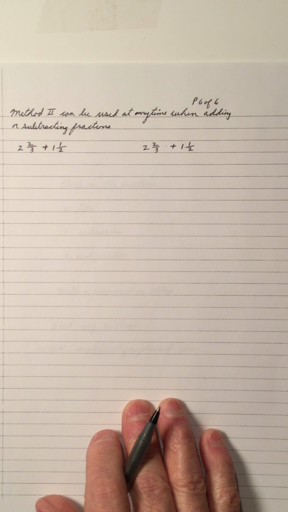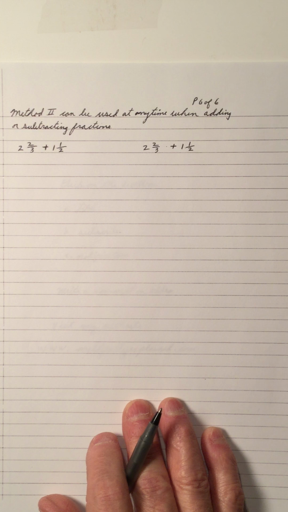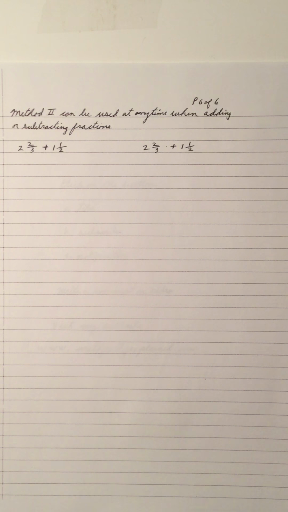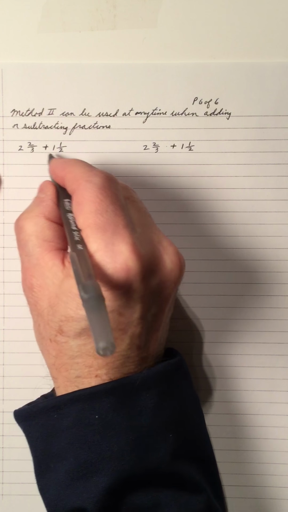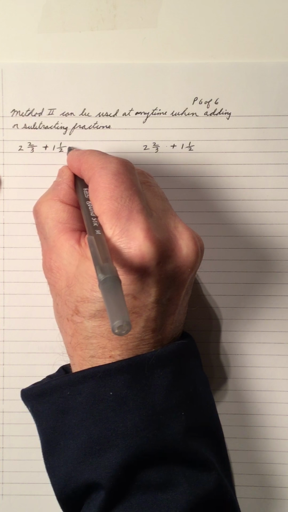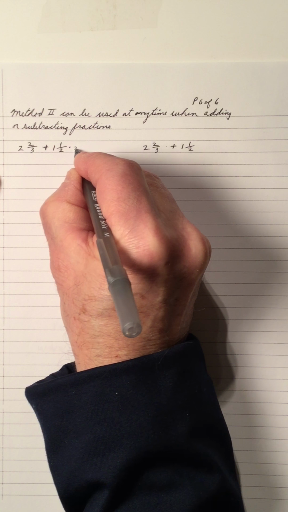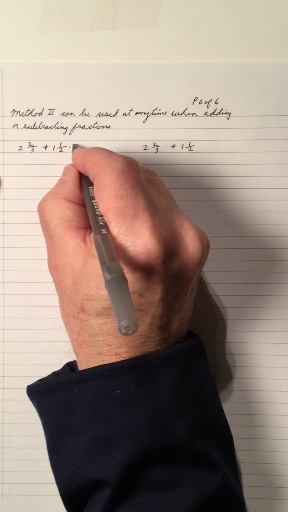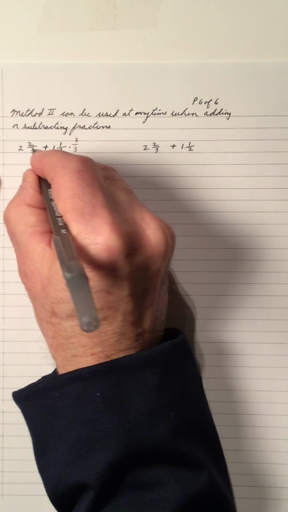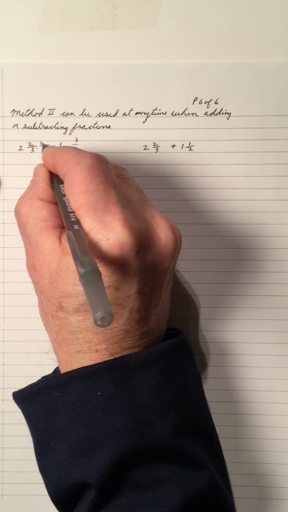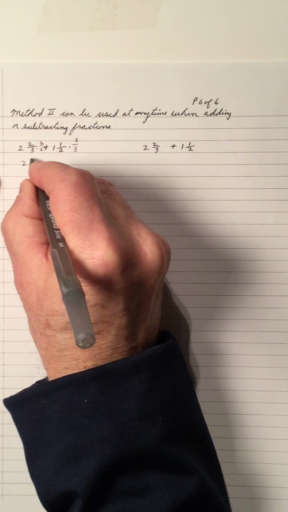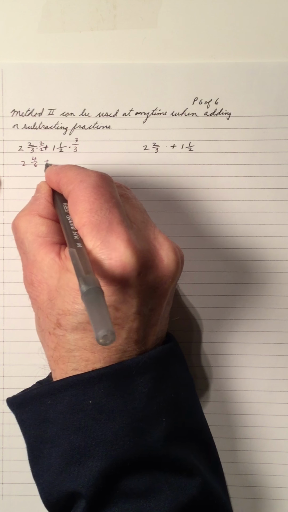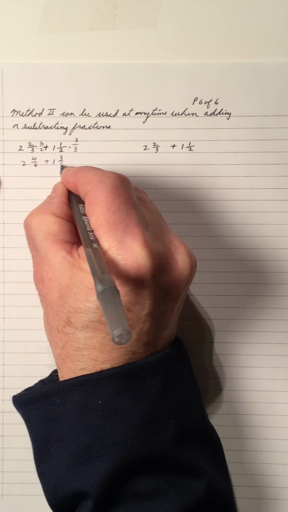And method 2 can be used at any time when adding and subtracting. We don't have to have it only when we can't subtract. We use it when we're adding. For most times, we would say this has a common denominator of 6. So the old way, or the normal way I should say, multiply by 3 to get 6. Multiply by 2 to get 6. So this is 2 and 4 over 6. This is 1 and 3 over 6.